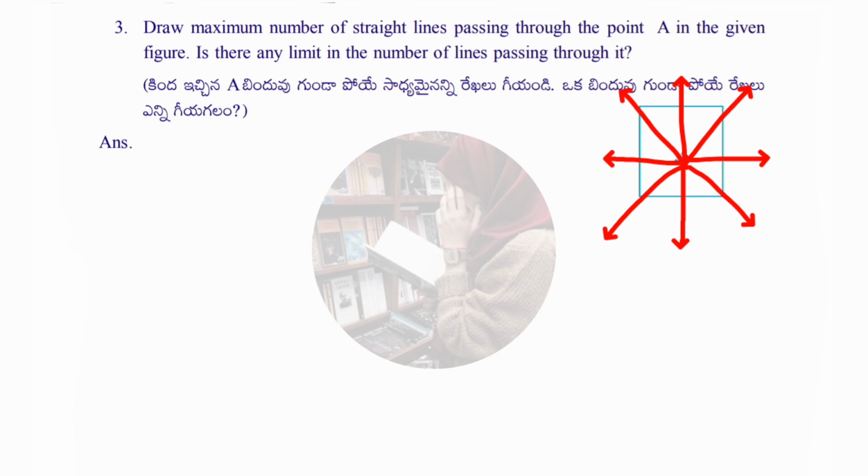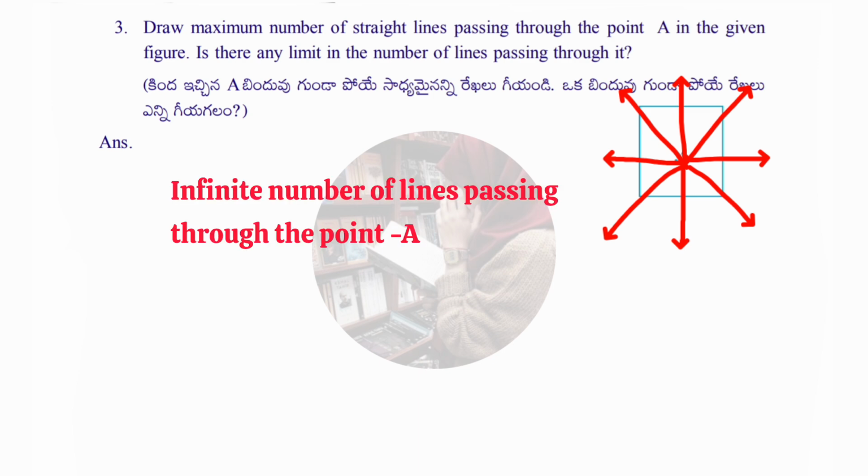Not only that, we can draw as many lines more than this one also. Okay, so write it down: infinite number of lines passing through the point A. Yes, we can draw an infinite number of lines. Okay, so this is the answer.